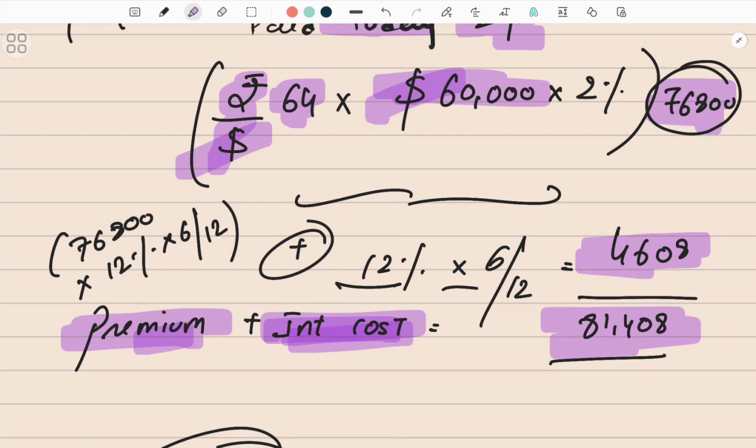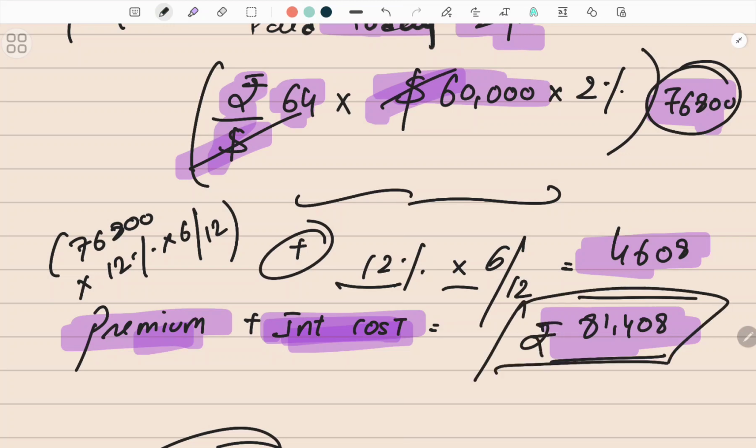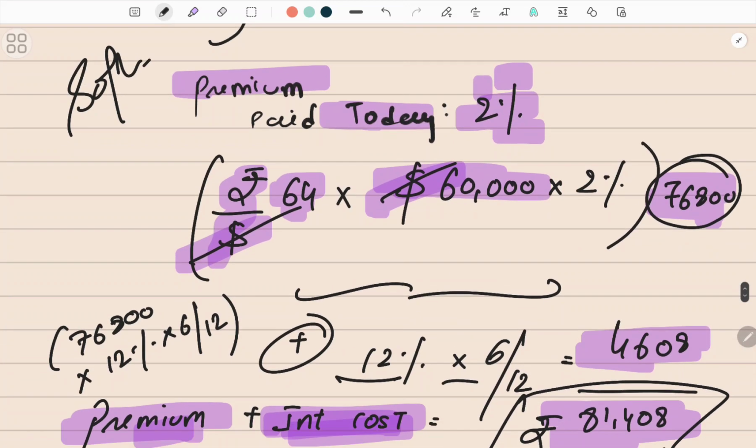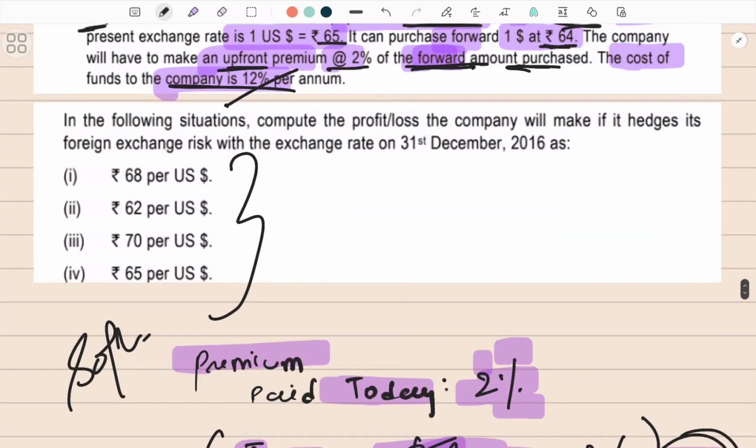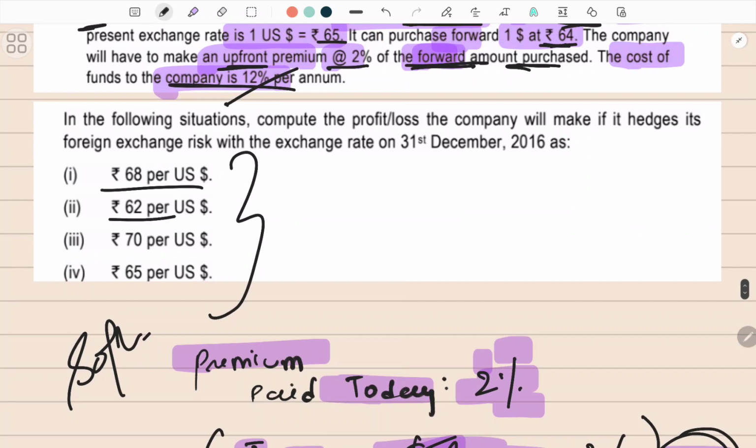And what is this, dollar or rupees? Dollar goes, this is rupee. This entire cost is in rupee. Are you able to understand this part? Now this is fixed because this is upfront. In any of these situations, whether the rate is 68, 62, 70 or 65, you have to pay this amount today.